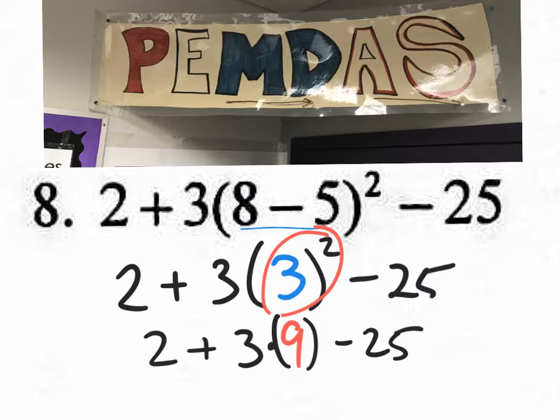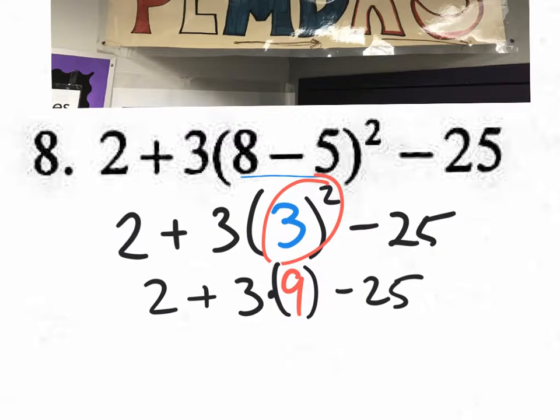So now we're down to 3 operations. 2 plus 3 times 9 minus 25. What do I do first out of those 3 operations? Multiplication. All right, so let's go and do the multiplication. 3 times 9 is 27. That is a positive 27.